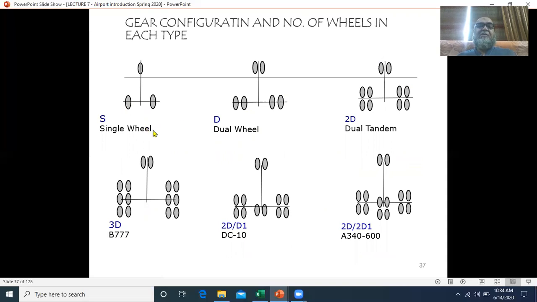Now, let's look at the configuration of an aircraft. If we have a single wheel for the nose gear and a single wheel on each side of the landing gear, it is called a single wheel aircraft. If we have two columns, we call this a dual wheel, and this is a nose gear and this is a landing gear. Then we have dual tandem aircraft, in which we have duals in the nose gear and tandem at the landing gear.